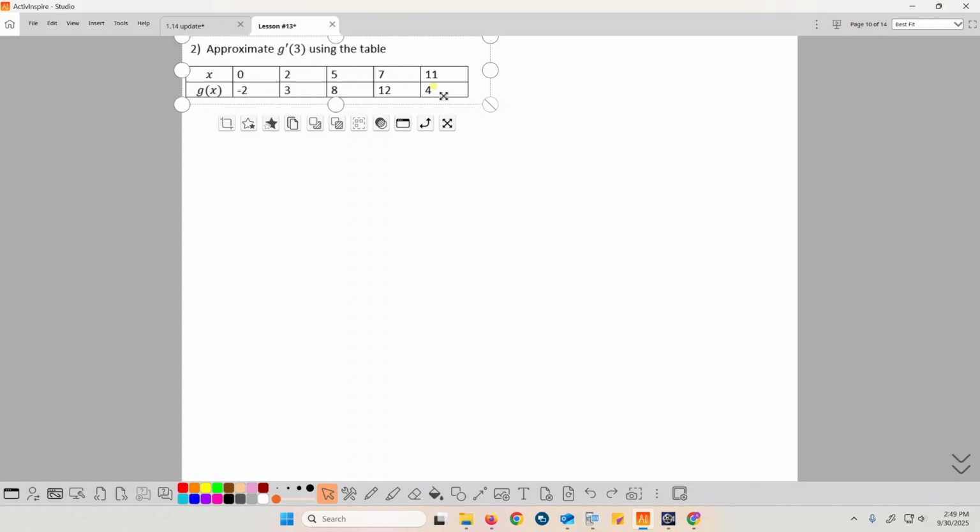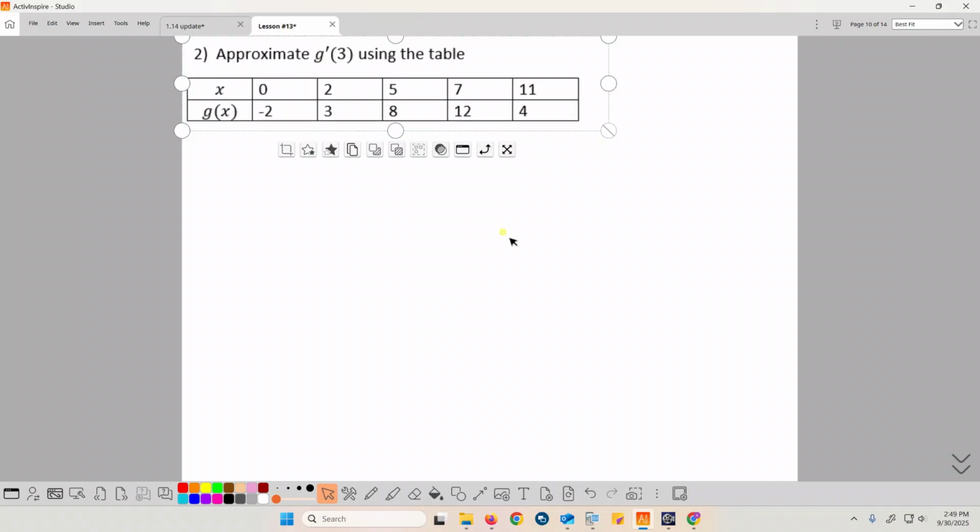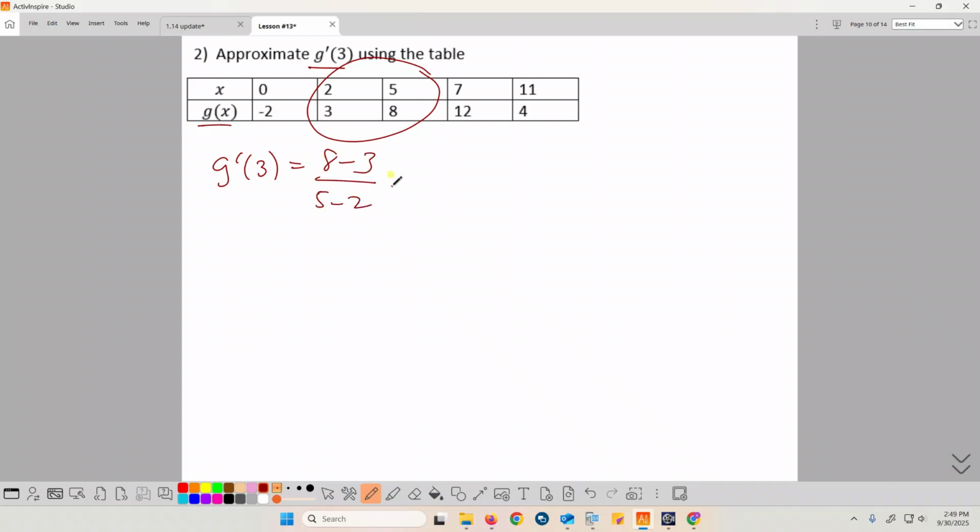Another one of those questions, g prime of 3. Well, we know that 3 falls within this range, right? This is not inverse, by the way, because if you notice, a g is given right here. This is really just slope, okay? So what we're going to do here is say that this is the change in y over the change in x. And so 8 minus 3 over 5 minus 2, and that's 5 over 3, okay? That's how we can come up with that value. All right, so not too bad.